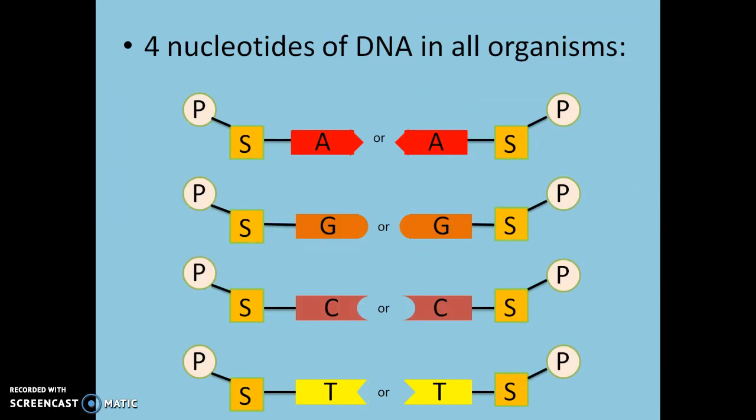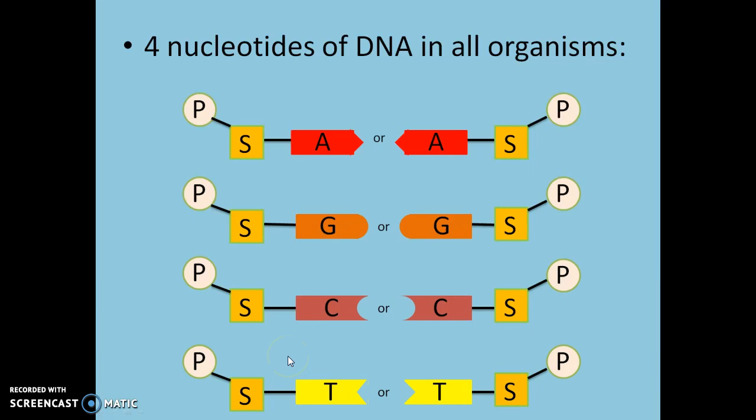Okay. So you have four possible nucleotides in DNA in all organisms. So anything that's living has DNA, guys, or was once living. So here, this is an adenine nucleotide. So here you got your phosphate, your sugar, and your base, which is adenine. You have your phosphate, sugar, and base, which is guanine. Phosphate, sugar, base, which is cytosine. Phosphate, sugar, base, which is thymine. So these are your four possible nucleotides.